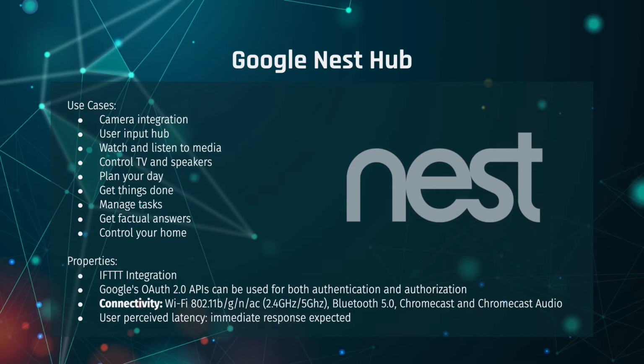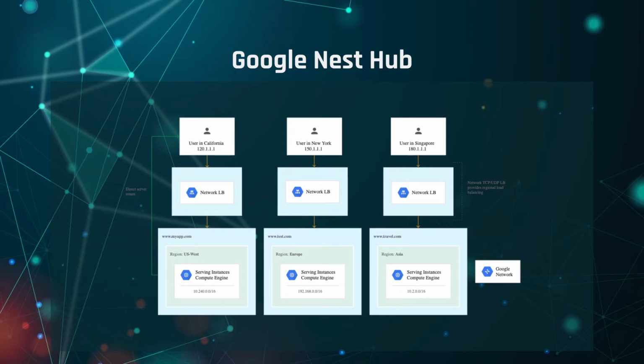The use cases for this product are camera integration, user input hub, watching and listening to media, controlling TV and speakers, planning our day, getting our things done, managing tasks, getting factual answers, and control your home. Some properties of this Nest Hub include IFTTT integration, Google's OAuth 2.0 APIs that can be used for authentication and authorization, some connectivity protocols, and some user-perceived latency, which is immediate response as expected. This diagram showcases the Google Nest Hub at a glance.